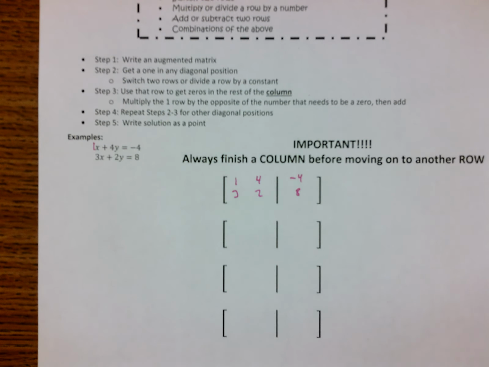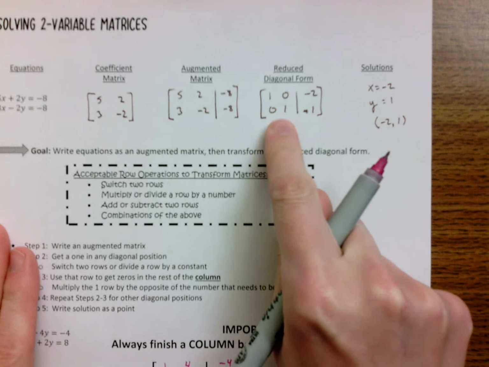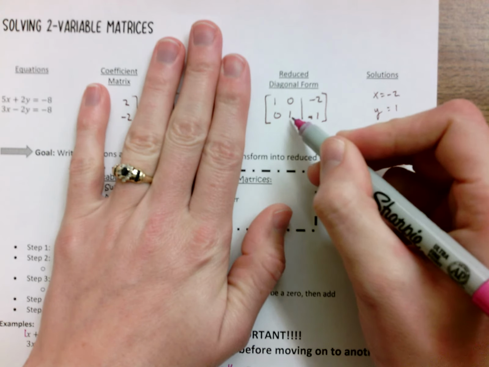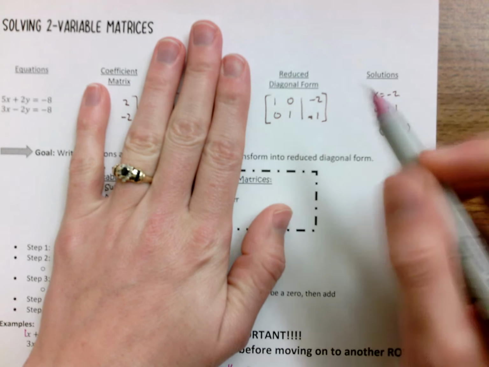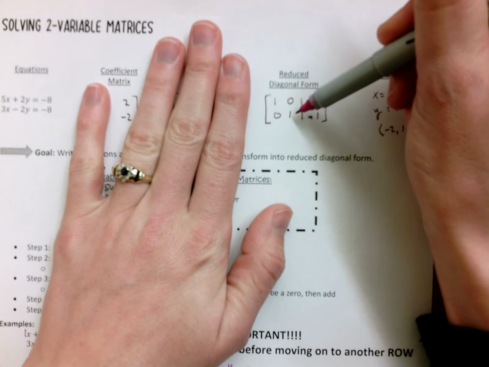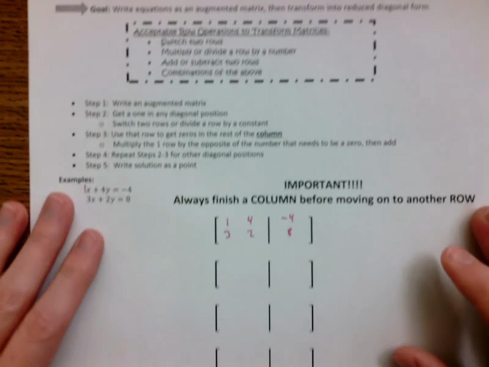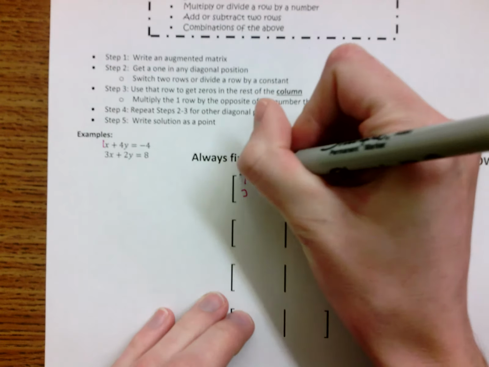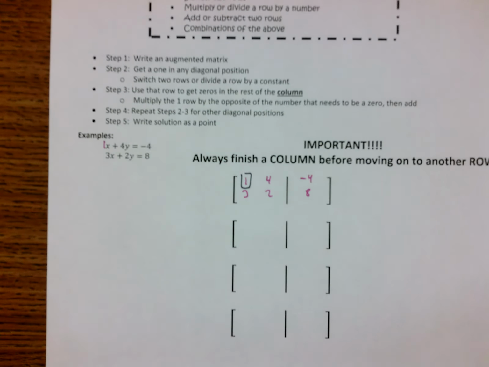Okay, step 2 is we want to get a 1 in any diagonal position. So remember, our goal is that it looks like this on the left, right? So we want a 1 here and a 1 here, okay? And then we want zeros there. So your first goal is to either get this to be a 1 or to make that be a 1, okay? It doesn't matter which one you start with, but that's your first goal, is to get a 1. Now, this particular problem, we already have that. When I take a look at this, I can see that I have a 1 here. So step 2 has been accomplished.